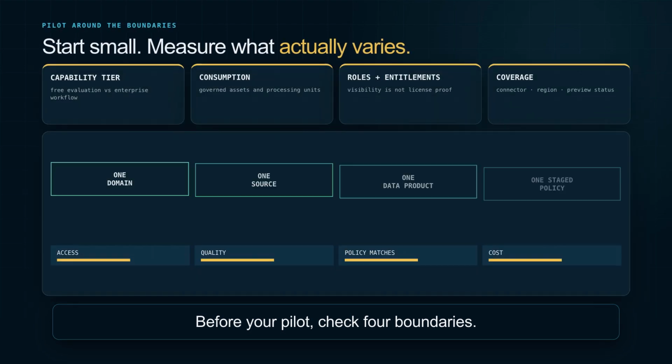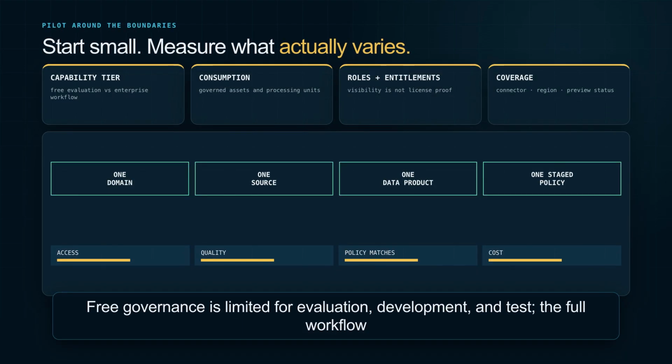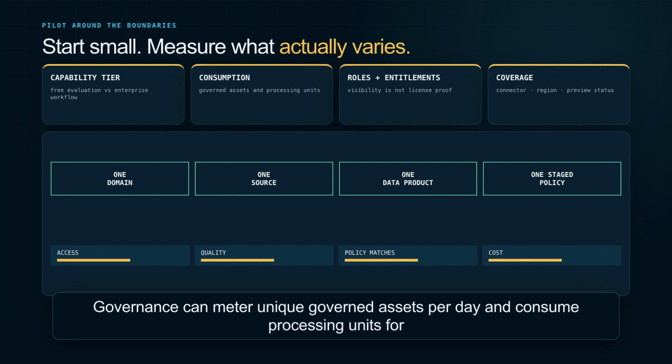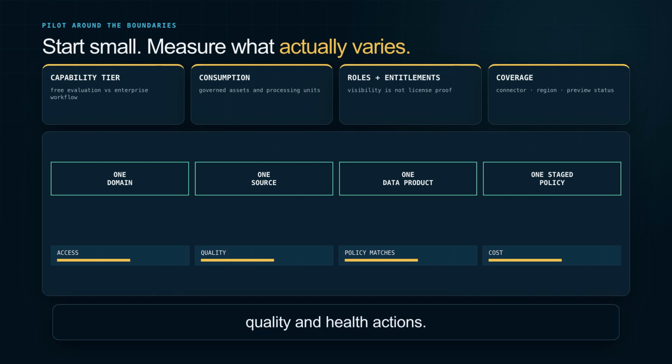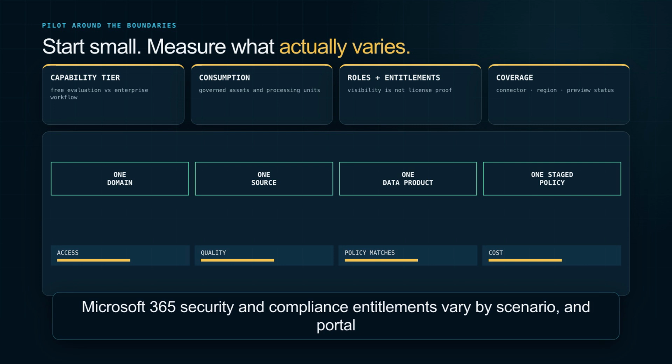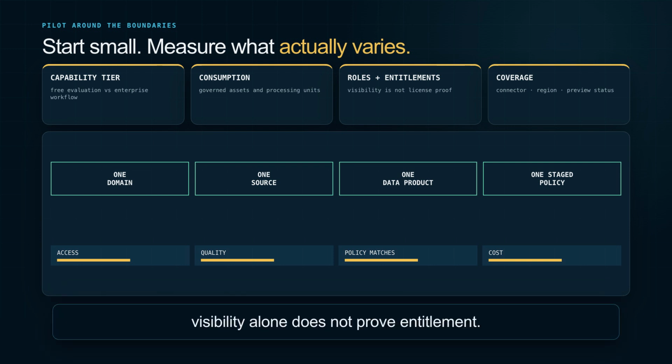Before your pilot, check for boundaries. Free governance is limited for evaluation, development, and test. The full workflow needs enterprise capabilities. Governance can meter unique governed assets per day and consume processing units for quality and health actions. Microsoft 365 security and compliance entitlements vary by scenario, and portal visibility alone does not prove entitlement. Connectors, regions, and preview status also vary.